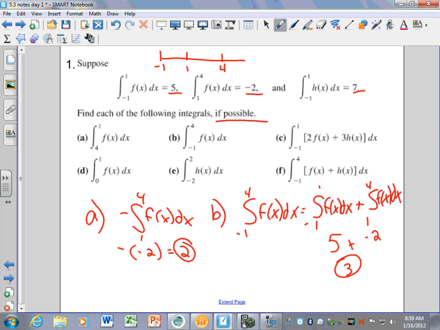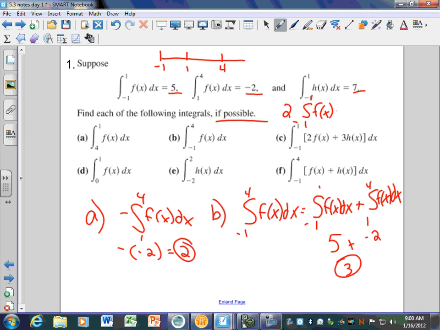What can you do when there's a number in front of a function? Factor it out front. And what about addition? Can I break that addition up as two separate integrals? I can, yes. And again, probably you're not going to show all that work every time, but because it's our notes, I'm just going to show you that this is the same as saying 2 times the integral from -1 to 1 of f of x dx plus 3 times the integral from -1 to 1 of h of x dx. That's just using those properties.